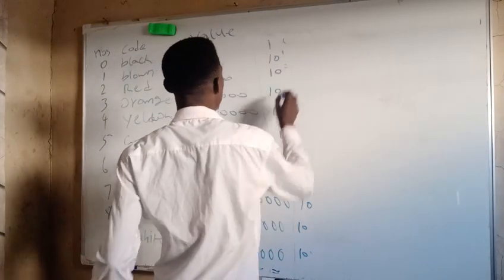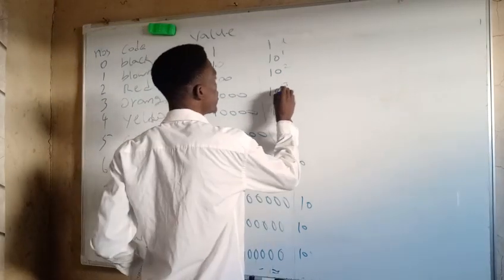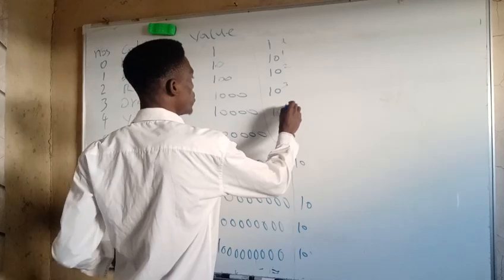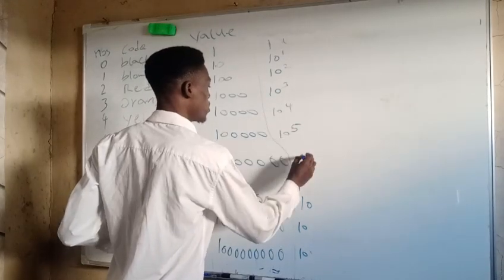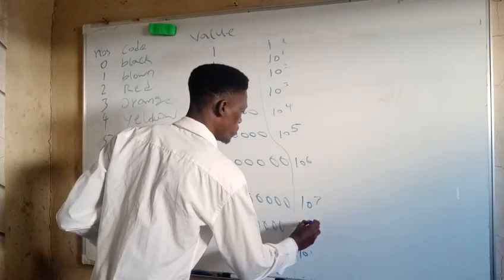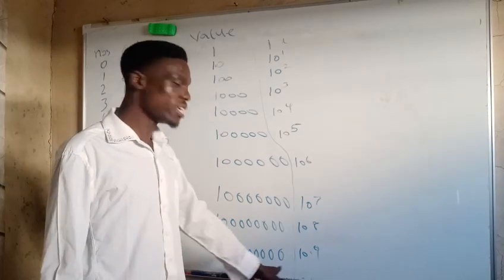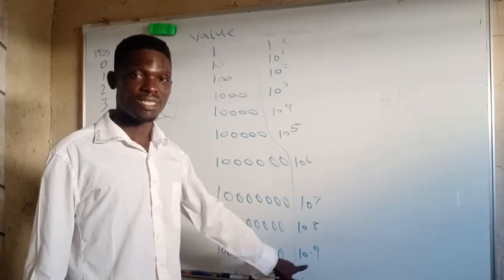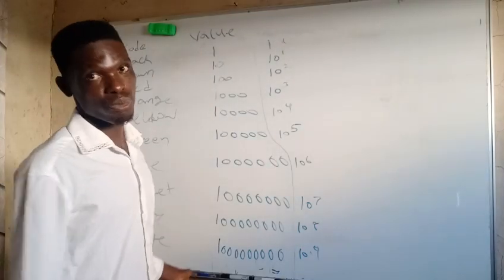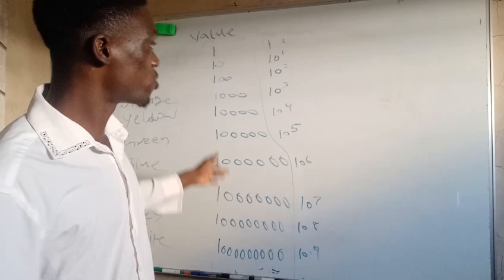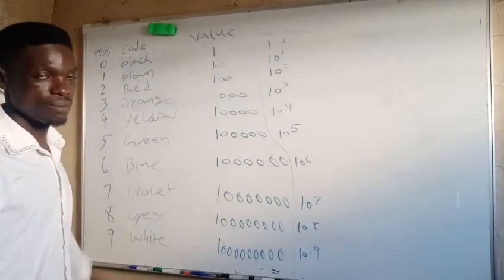You can say 10 raised to power 2, 10 raised to power 3, 10 raised to 4. You see, each and every number 5, 6, 7, 8, 9. Because this 9 is 9 zeros, so it's 9 zeros, 8 zeros, 7 zeros. So we can make it shorter than this long process. Why I give you this long process? For you to understand the value of these resistors.